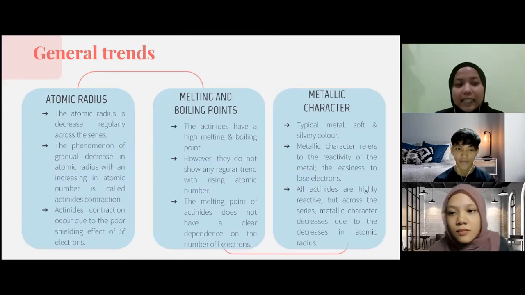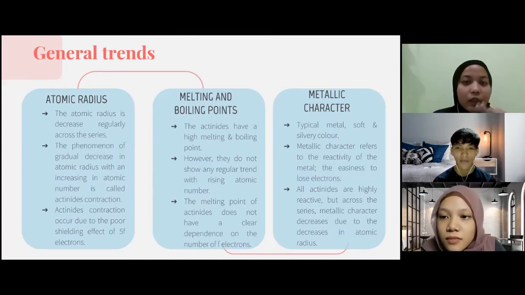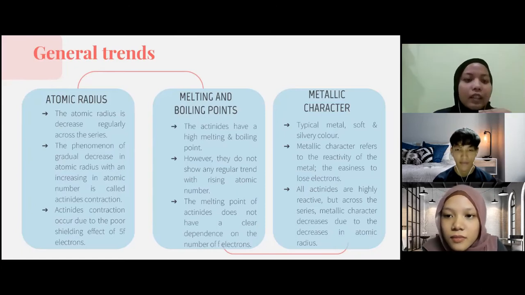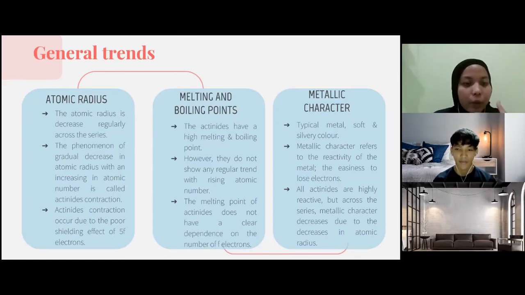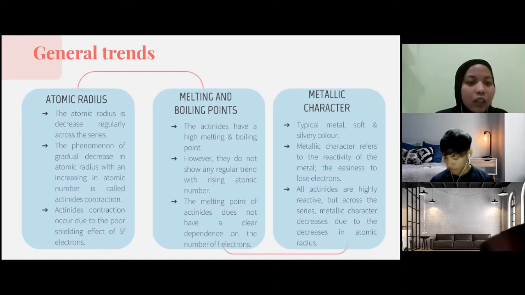Yes, so you can see that there's actually a gradual decrease in atomic radius, but also an increase in atomic number. So this is what we call actinide contraction, and it occurs due to the poor shielding effect of the 5f electron. So poor shielding effect, we know, refers to a decrease in attraction to the nucleus in an atom.